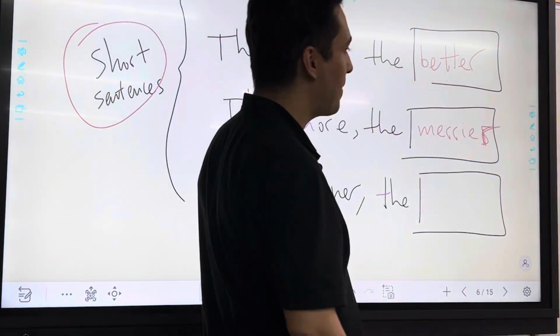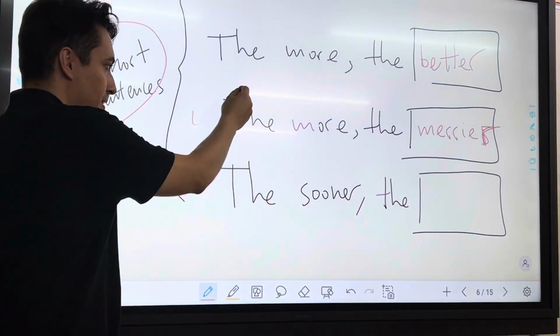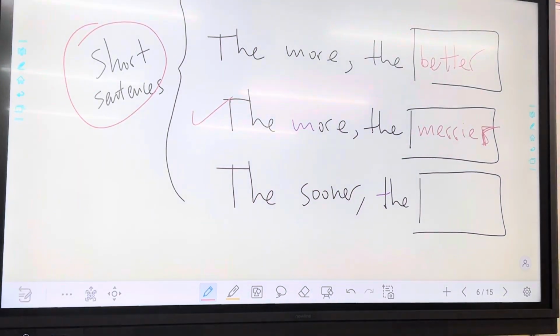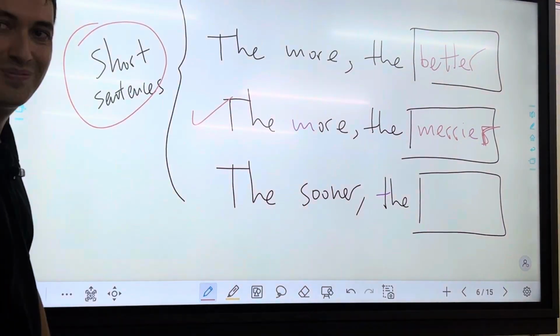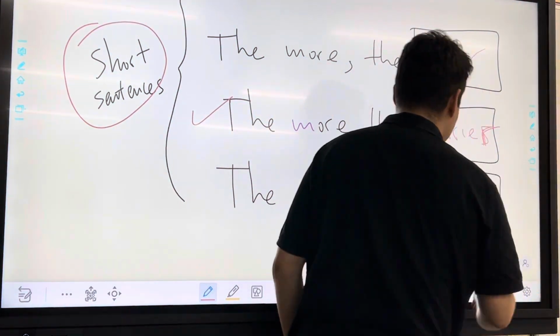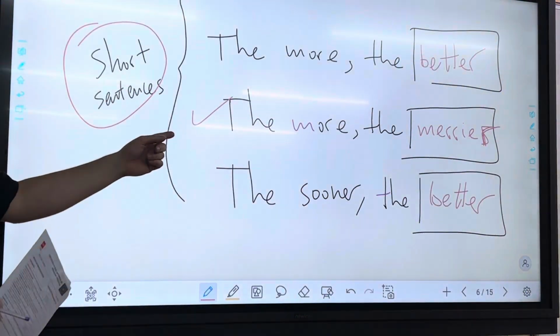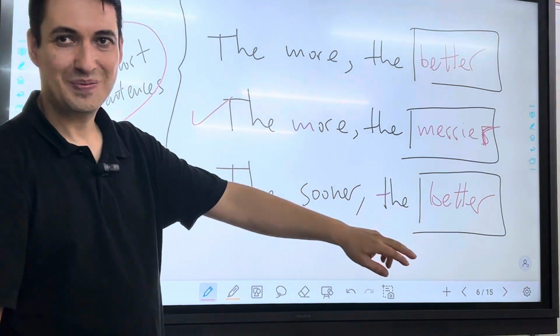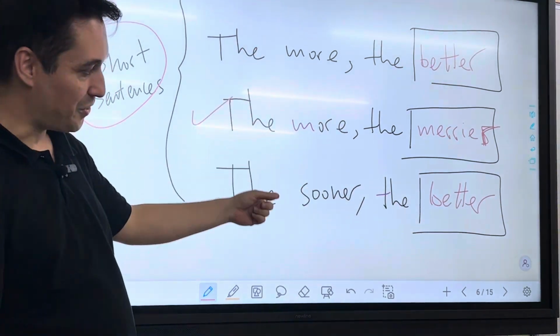The more, the merrier. This is a very common one, yeah? Yeah, bring five friends, it's all right. The more, the merrier. The sooner, the better. These are short phrases that are very useful, yeah? The more, the better. The more, the merrier. The sooner, the better. So far, so good? Remember the three of them.